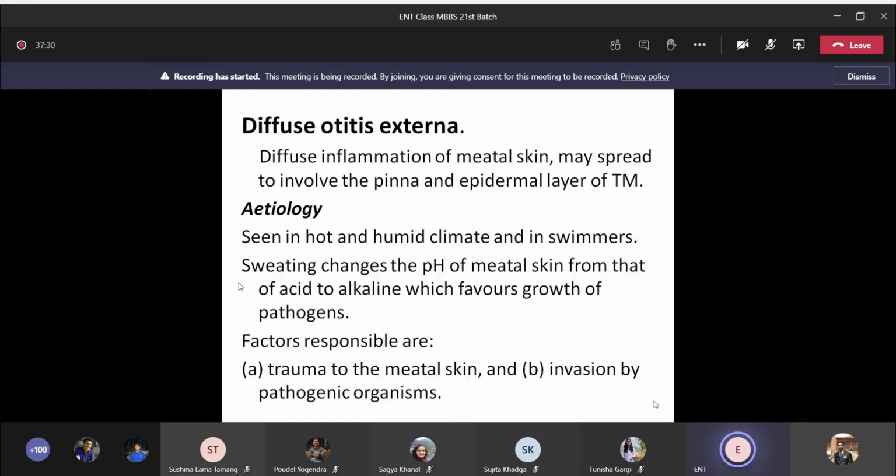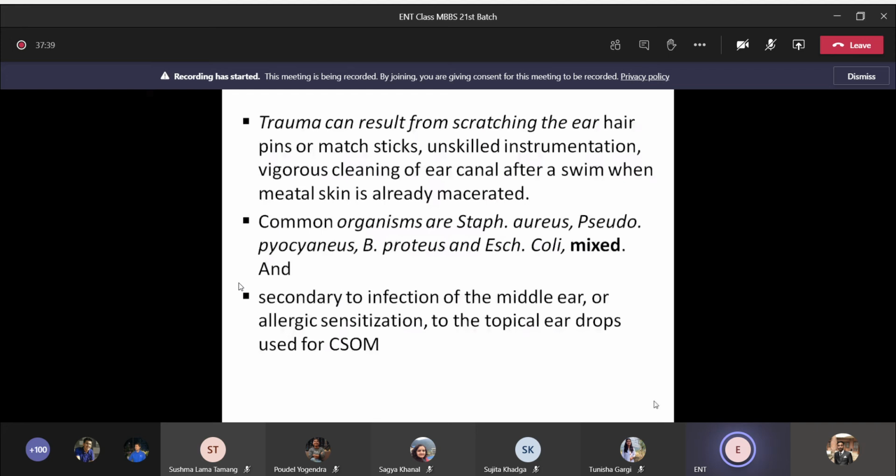Trauma can result from scratching the ear with hairpins or matchsticks, unskilled instrumentation, or vigorous cleaning of the ear canal after a swim when the meatal skin is already macerated. Common organisms are Staph aureus, Pseudomonas, Escherichia coli, or mixed infections. It can also be secondary to infection of the middle ear or allergic sensitization to topical ear drops which are used for CSOM. So it could also be because of an allergic reaction to some of the topical ear drops.